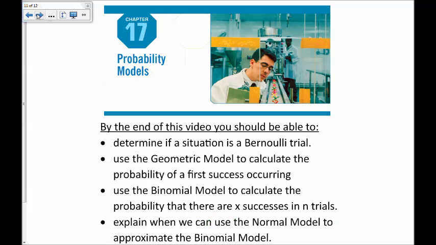So this video was about Bernoulli trials, about the geometric model, and about the binomial model. And two really important ideas that came out of this were the 10% condition and the success-failure condition, which are two conditions that we will commonly use when looking at other models throughout the rest of this year.